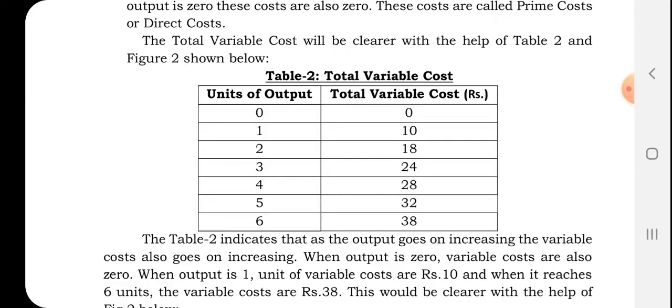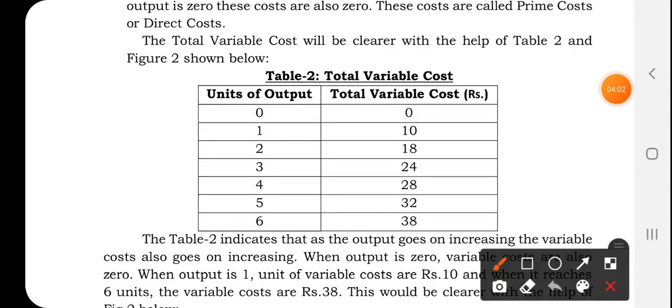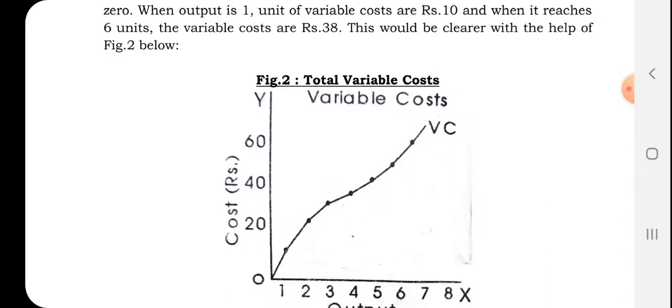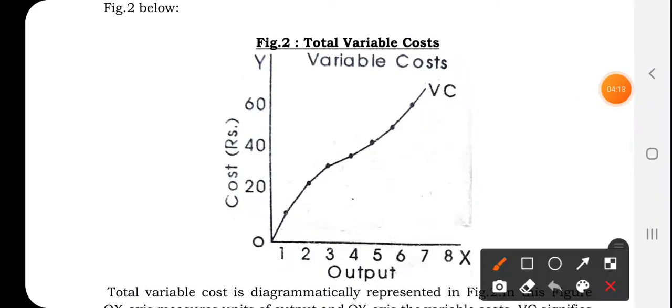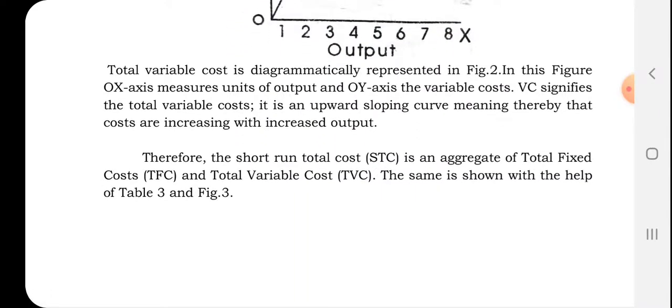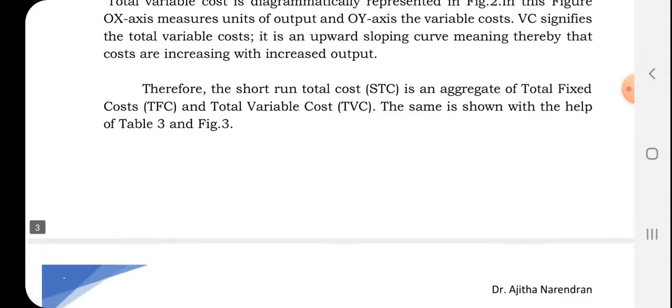This is the table showing the relationship between output and variable cost. See that when the production is 0, variable cost is nil, and with the increase in production, variable cost also increases. This is the curve which shows the relationship. The VC curve shows that with the increase in output, the variable cost is also increasing.